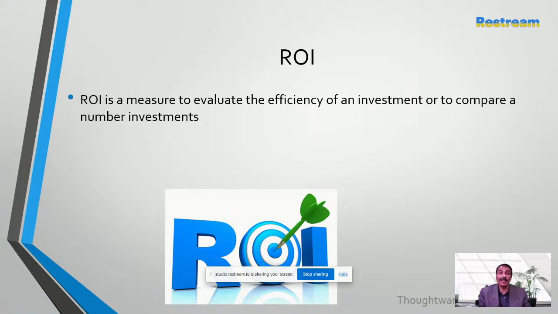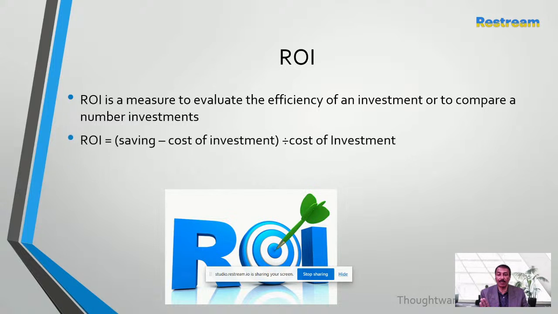ROI is return on investment, a measure to evaluate the efficiency of an investment or to compare a number of investments. If I am an owner and I have 10 million, I can take a call whether I should invest in this warehouse operation, or can I put it directly in a bank or some other stock market or in some other business. This is where the calculation of return on investment becomes very important.